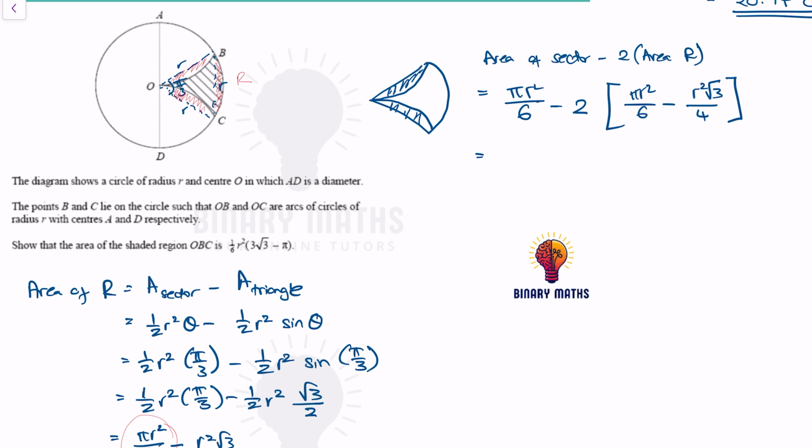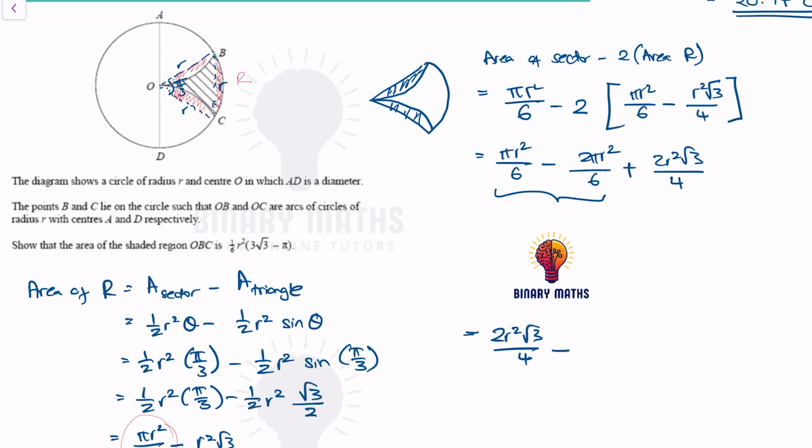Okay, so if I expand it out, I get pi r squared over 6 minus 2 pi r squared over 6 minus 2 r squared root 3 over 4. If I simplify the first two terms, that should be a plus, because minus 2 times minus r squared gives you positive. Gives you 2 r squared root 3 over 4, take away pi r squared over 6.